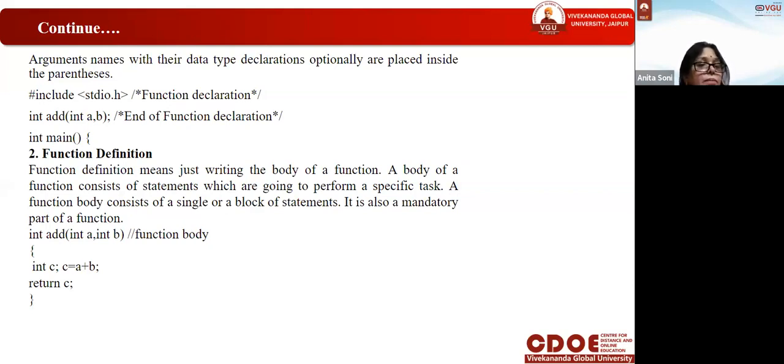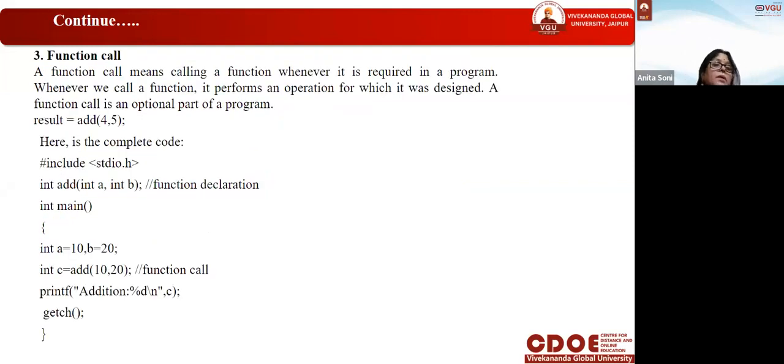You are adding two numbers inside the function. So whatever you want to do, you have to write the code for that specific function inside opening and closing braces, curly braces. Now, a function doesn't do anything. A function performs an action only when it is invoked, when it is called.